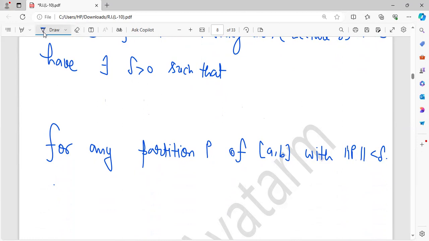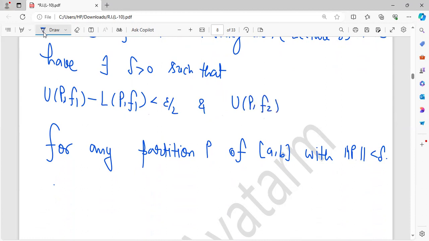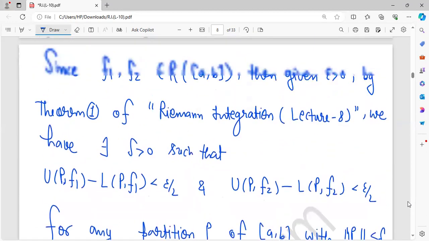For norm of P less than delta, UPF1 minus LPF1 is less than epsilon by 2, and UPF2 minus LPF2 is less than epsilon by 2, by theorem 1 of lecture 8. Okay. So this happens.